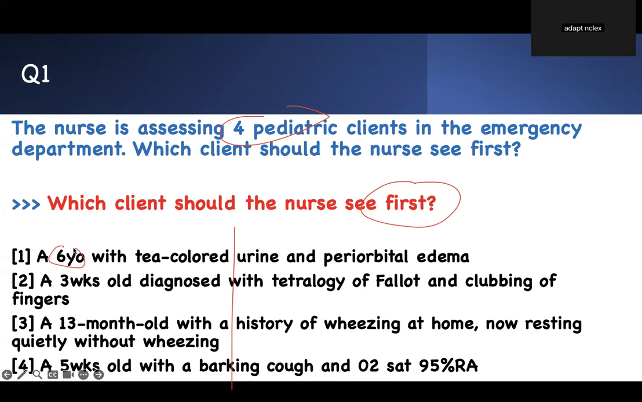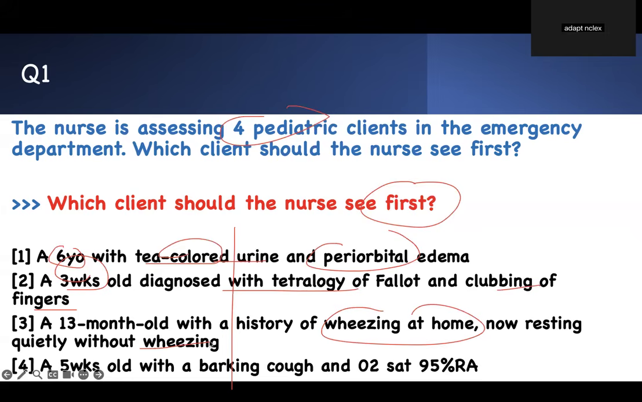A 6-year-old with tea-colored urine. What is that? Post-strep glomerulonephritis. What does the patient have? Periorbital edema. A 3-week-old diagnosed with tetralogy of Fallot. What does the patient have? Clubbing of the fingers. A 13-month-old with a history of wheezing at home, now resting quietly without wheezing. No more wheezing, right? A 5-week-old with a barking cough. Oxygen saturation is 95. If you have 1 second, who are you going to see?